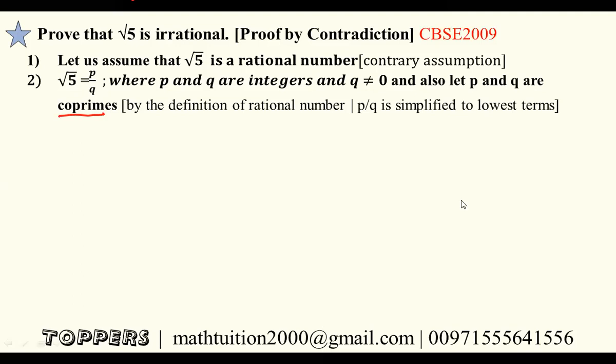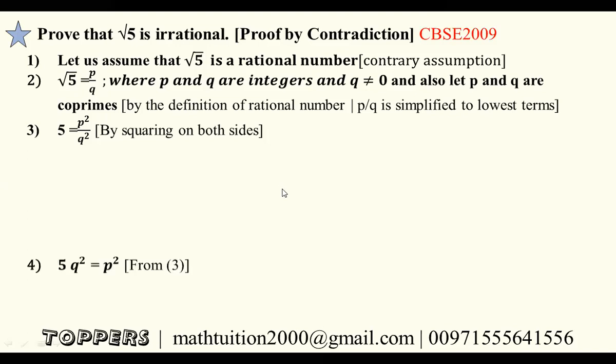Then third statement. Square on both sides. So we will get 5 equal to p square by q square. Root 5 square is 5. Here we are squaring p square by q square. Then we have to bring q square to the LHS. So 5q square equal to p square. Right? We have taken this q square to the LHS.